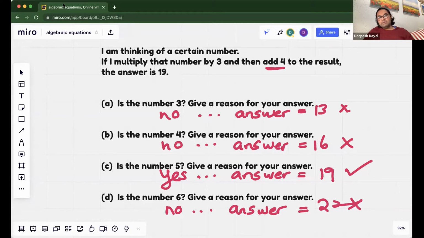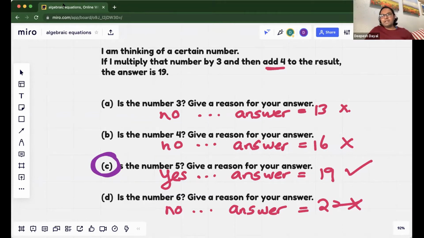Okay, so can you see how to solve this? If you struggle to find the answer straight away, we can try a few options and see from there. So the answer is indeed 19, and it is 5 in the place of that number.